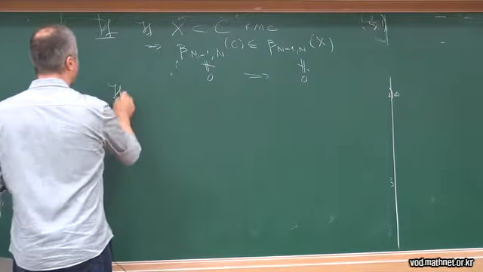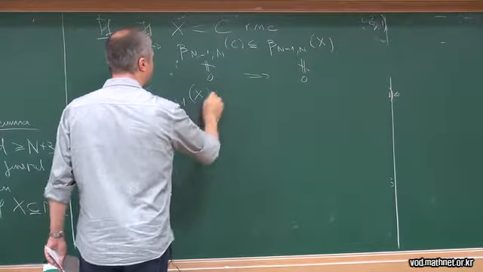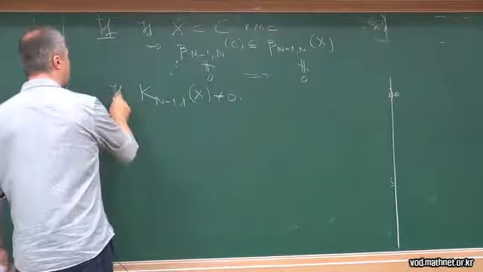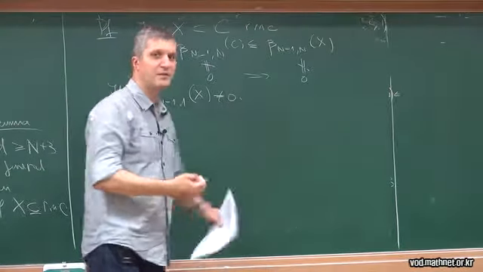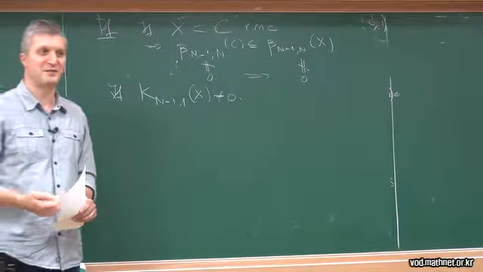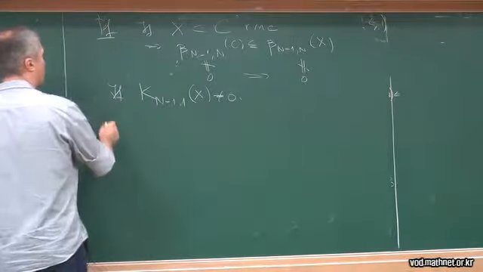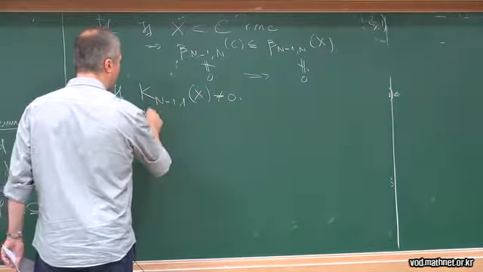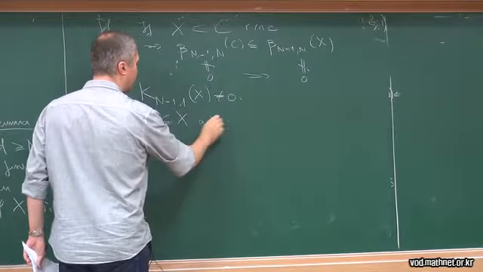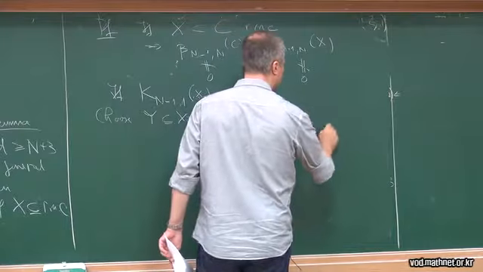Conversely, if K_{n-1,1}(X) is different from 0, we want to find a rational normal curve which contains X. So, as you might guess, this would be a syzygy variety. So we will reduce to the theorem we have just proved. So how to do that? We choose Y in X, a subset of n plus 3 points.